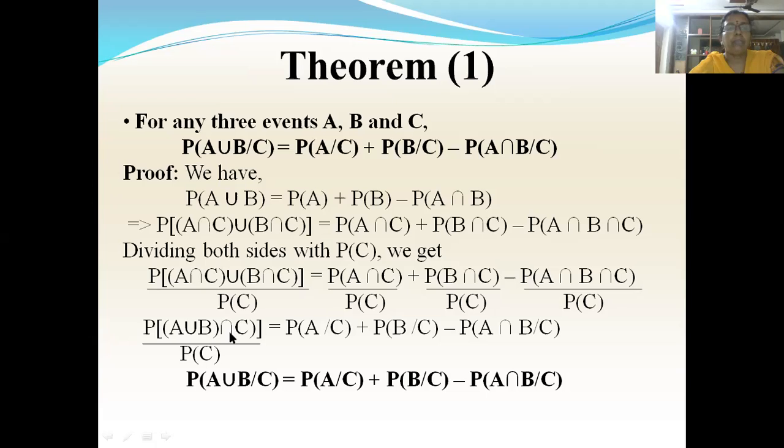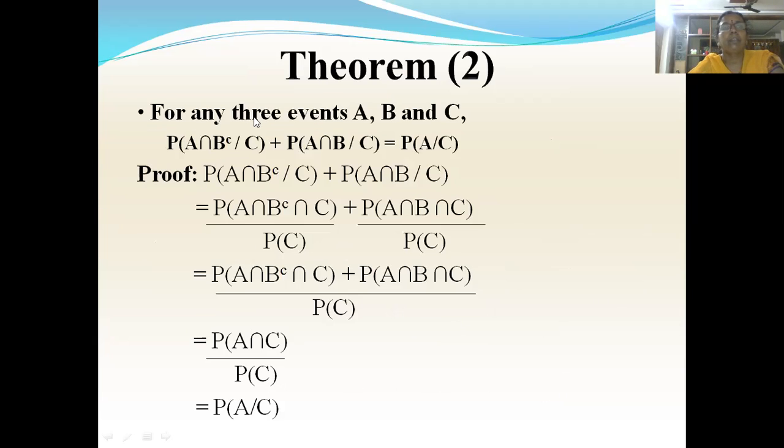So P of A union B intersection C by P of C will be equal to, now this is again the conditional probability definition. P of A given B is equal to P of A intersection B by P of B. Same formula we are using here. P of A intersection C by P of C will be P of A given C. Similarly, this is P of B given C minus this is P of A intersection B given C. So here this LHS again I can write as P of A union B given C is equal to P of A given C plus P of B given C minus P of A intersection B given C. So hence this theorem is proved.